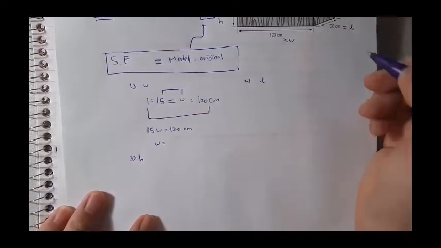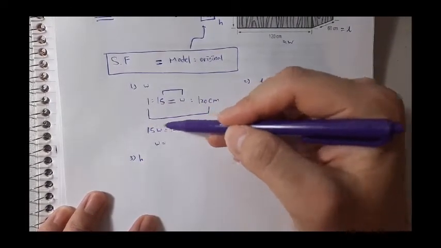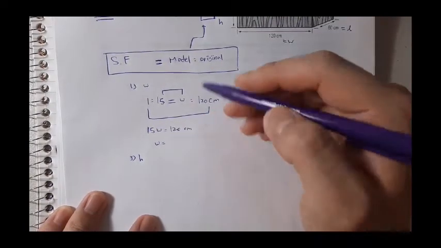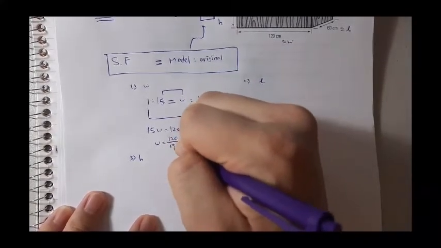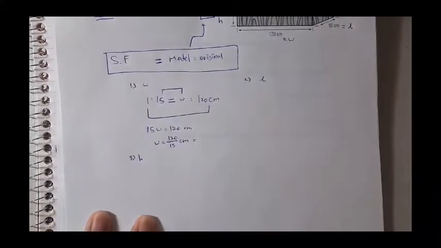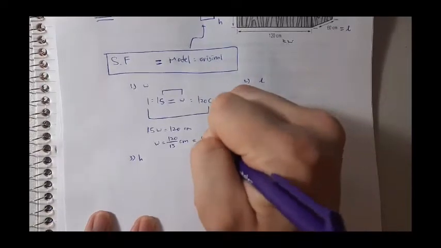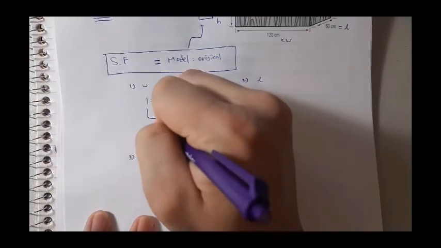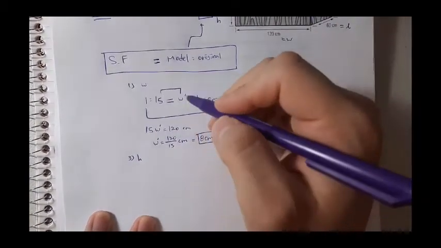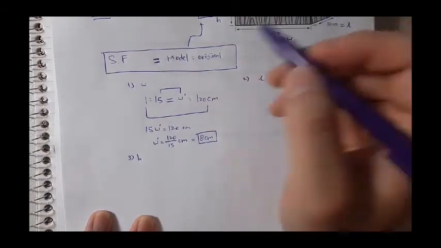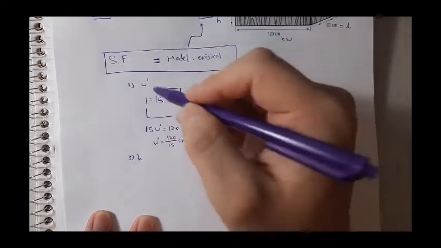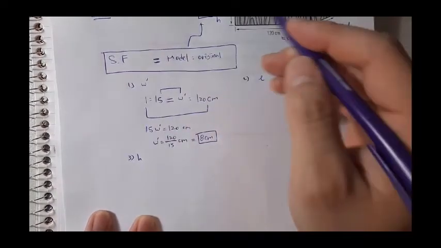Now W, opposite operation, 15 and W are multiplying each other, so divide is what you need to do. Divide by 15 on both sides. So 120 divided by 15 centimeters. Whenever you put the value 120 divided by 15, it gives me 8 centimeters. That is my new width. As you may notice, I put a little apostrophe over here because if I assume W as my actual width, W with the apostrophe is my model's width. You can think of it in that way.